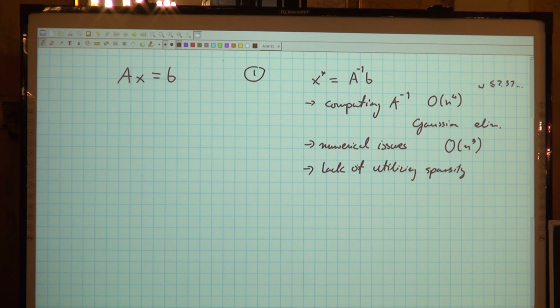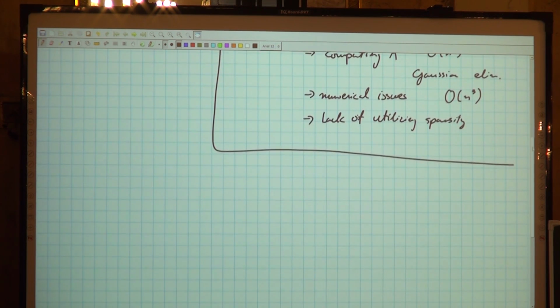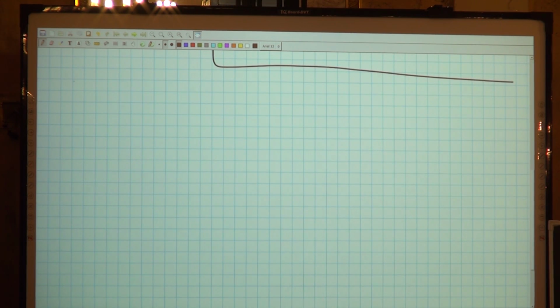Okay, but this is the classical way of doing things. And so what we will do instead today is just try to do it in a different way. Usually these methods are called direct methods because they just get the right solution in one shot. What we will try to do instead is an iterative method.